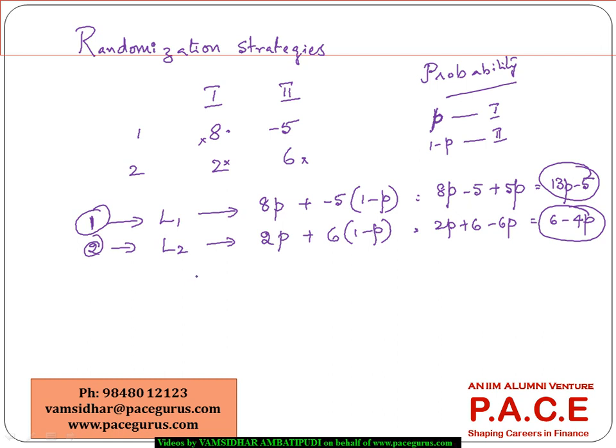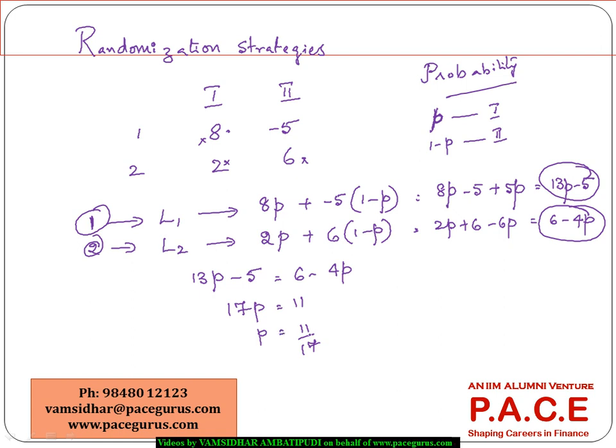In either of the cases, this loss should be minimum. Right? We can see that one is an increasing function and the other one is a decreasing function. So what we can simply see is that the minimum can occur when I'm equating these two. 13P minus 5 is equal to 6 minus 4P, resulting in 17P equal to 11 and P equal to 11 by 17.